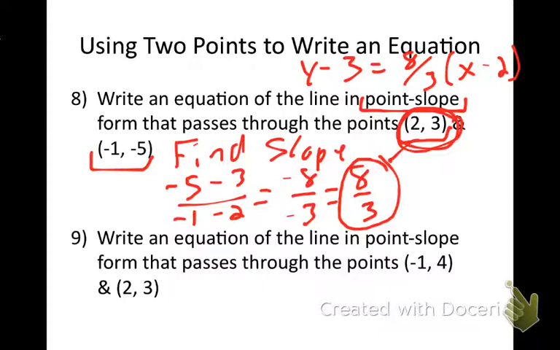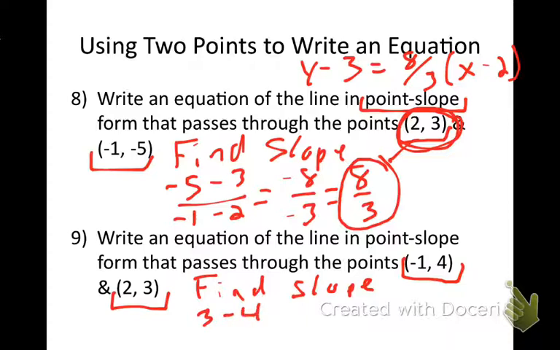Choose one. Okay? Same thing on number 9 here. I'm given 2 points. What do I need to find? I need to find the what, Sage? I need to find the slope. Very similar. I'm going to find the slope here. 3 minus 4 over 2 minus a -1. So 2 plus 1. 3 minus 4 gets me what, John? 2 plus 1 gives me what, John? My slope is negative 1/3.